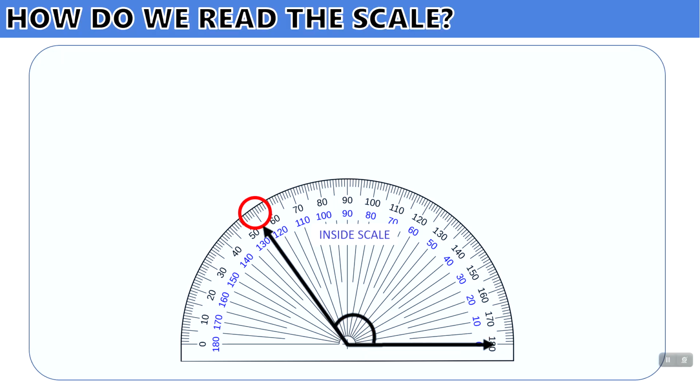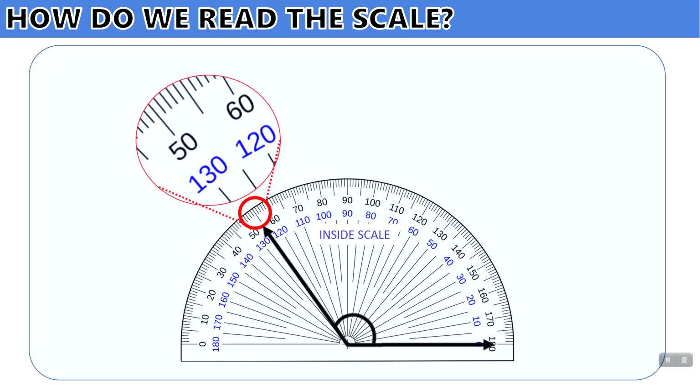So we're using the inside scale because 0 started on the right hand side where the ray that we used was running horizontally. If we expand this a little more to see the numbers, we can see that sometimes we get confused as to which scale to use. We see 50 and 60 and 120 and 130 in blue. Because we already established that we're using the inside scale, we can cross out the 50 and 60, knowing that it is one of the numbers between 120 and 130. And if we look to see where the ray has stopped, it is between 120 and 130. And if we extend that up, we can start to count 121, 122, 123, 124, 125 is where the ray stops. And so our answer is the size of this angle is 125 degrees.